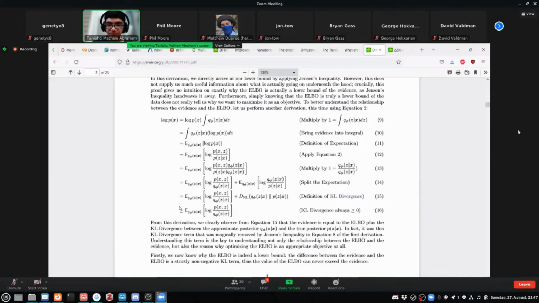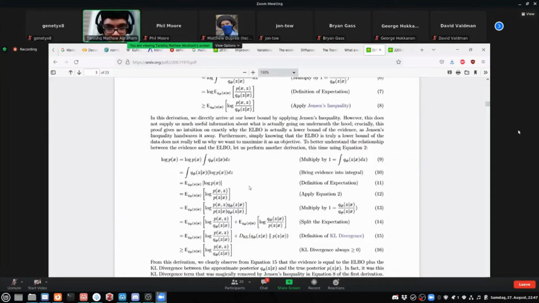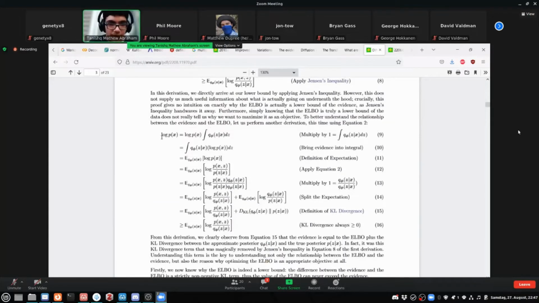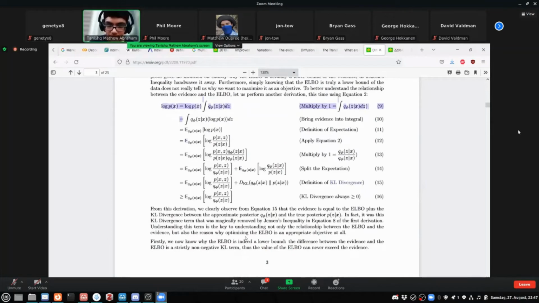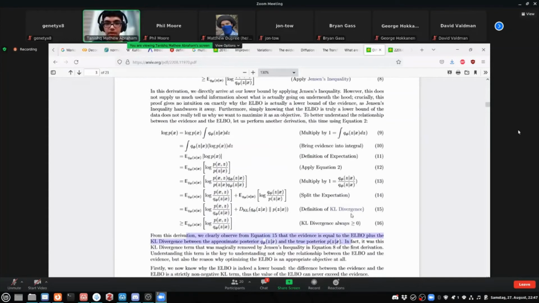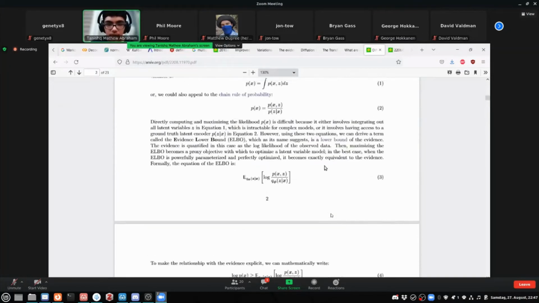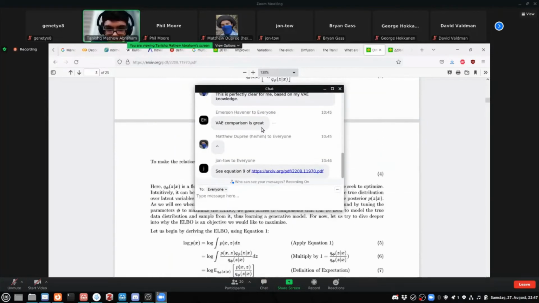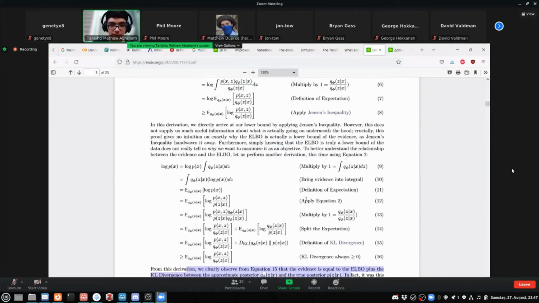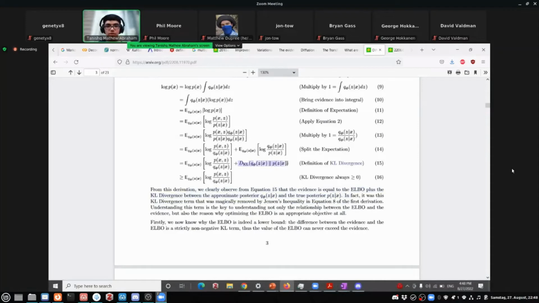But basically, what the Jensen's inequality was doing is showing that we can take the log of the probability distribution, and that is essentially equal to this KL divergence term plus the ELBO.